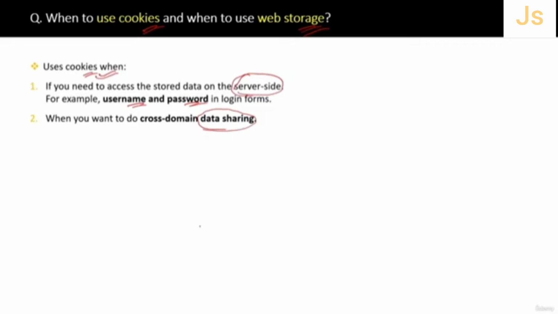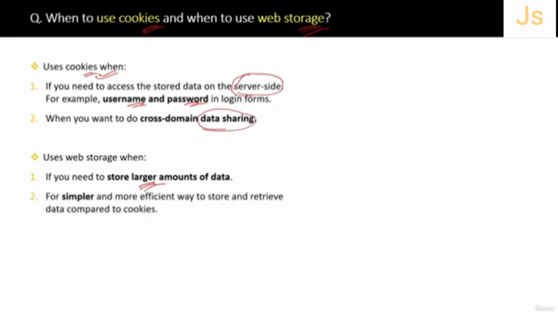Now, when to use web storage then? If you need to store a large amount of data, then web storage is the better choice because cookie data storage is very limited. Or for a simpler and more efficient way to store and retrieve data, because storing and retrieving data in web storage is more efficient than cookies. With cookies, you have to write a big method and then you have to iterate, so that is slightly complex. All right, so the conclusion is mostly we use web storage only, but yes, sometimes cookies are the right choice.